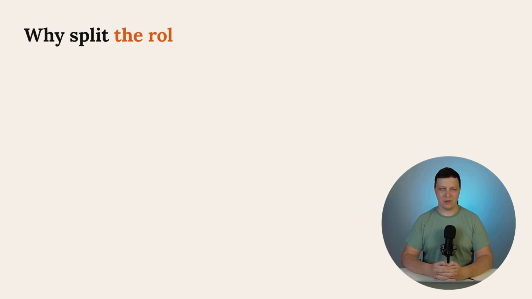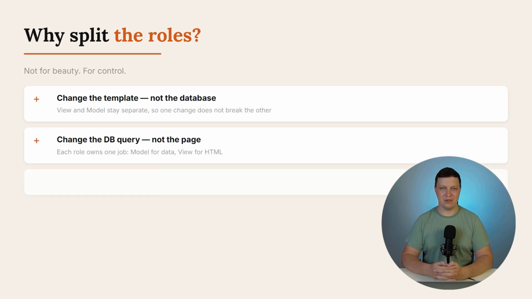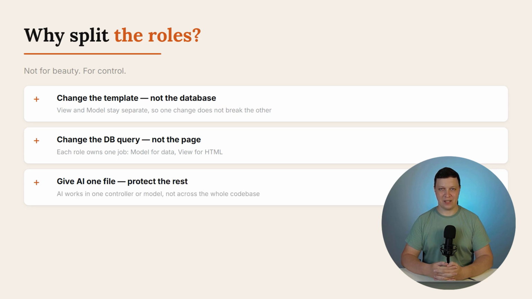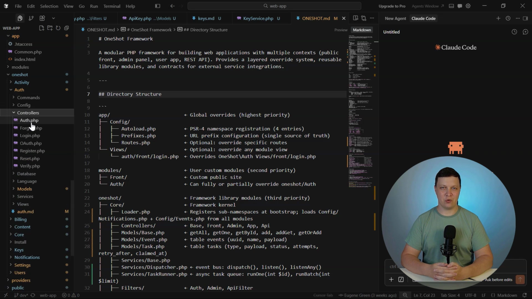Why this separation? Not for architectural beauty. When roles are separated, you change a template without touching the database. You change a database query without touching the page, and when you assign a task focused on a specific controller or model, the AI works on that isolated file without breaking everything else. That's the direct practical benefit. In OneShot, every module looks like this: a controllers folder, a models folder, a routes file, and a views folder. Everything by role, everything in its place.